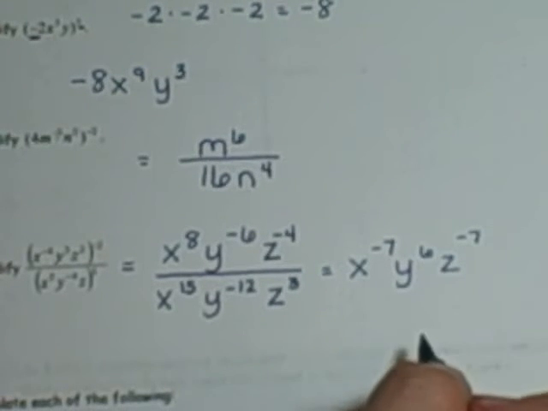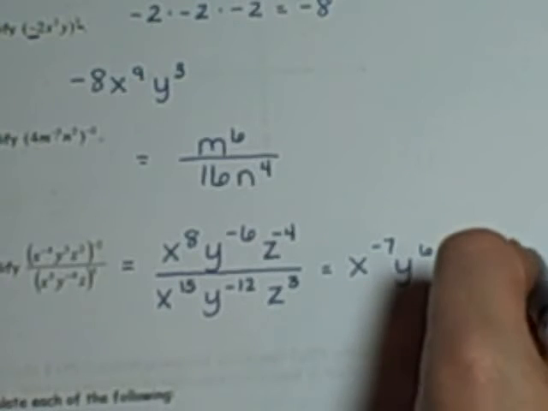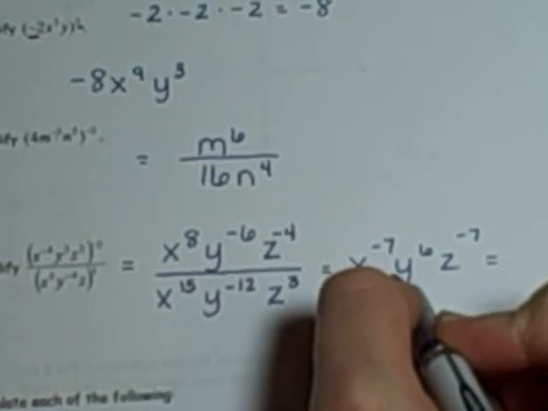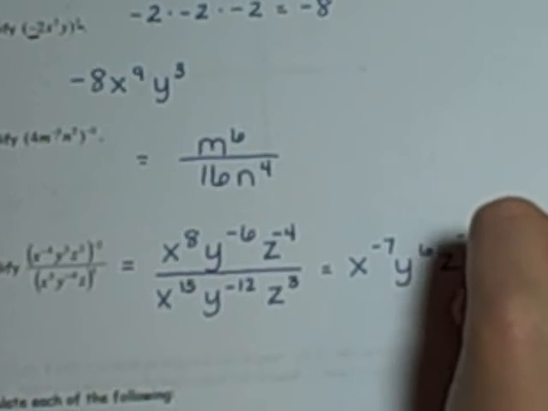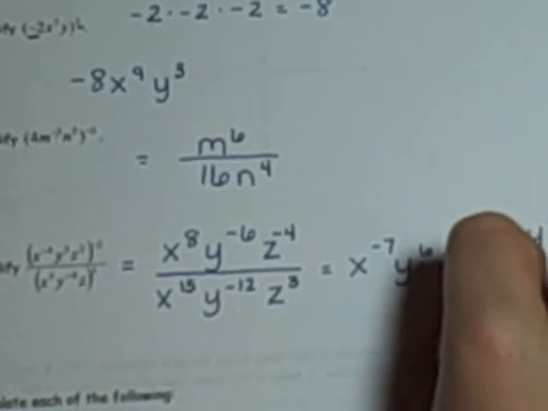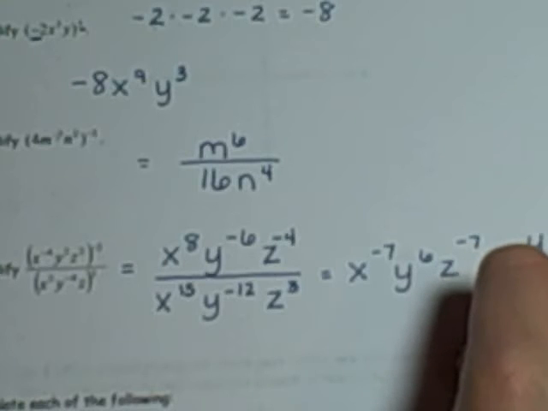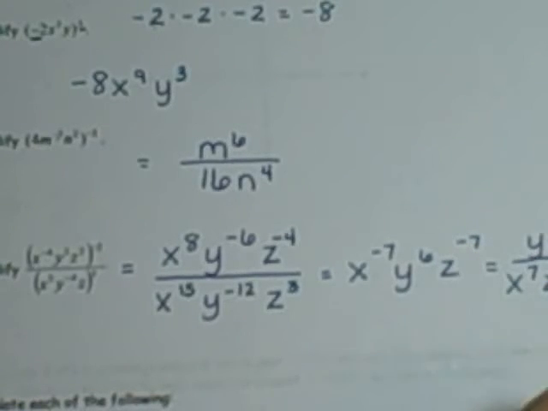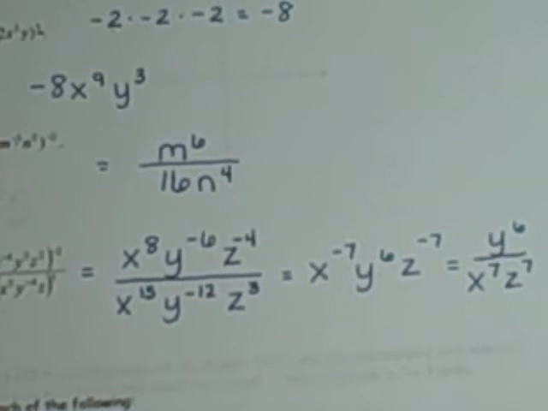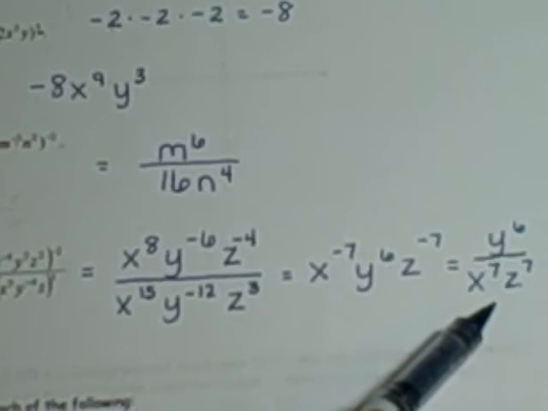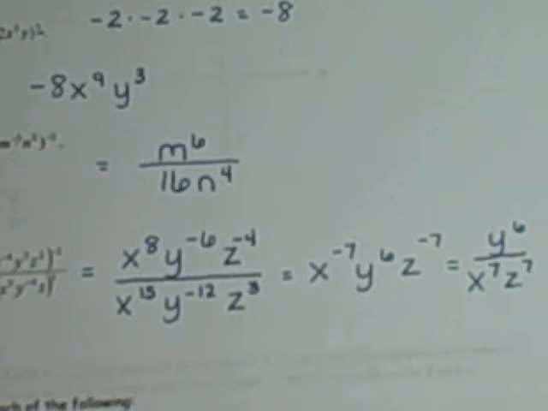Okay, now my very last step would be to decide what goes on the top and what goes on the bottom. I see that my y has a positive exponent, so that's going to go up on top. And my x and my z both have negative exponents, so those are going to go on the bottom. And remember that once you put them on the bottom, they become positive. So my final answer is y to the 6th over x to the 7th, z to the 7th. There's your final answer there.